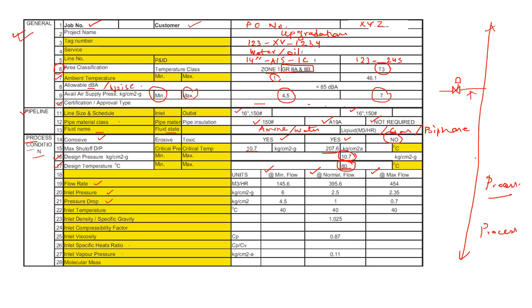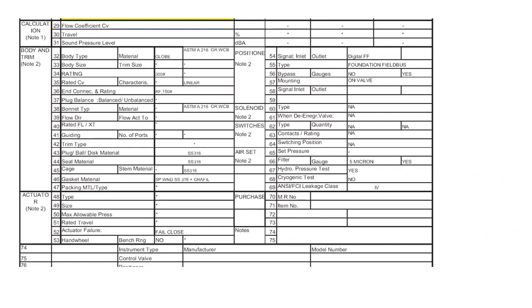But all this data, as you can see, is process related, and the process team provides this data to the instrumentation team. Now, the next part, which contains the calculation, the body and trim, and the actuator, is done by the instrumentation team. So here the flow coefficient CV can be something, suppose 150. Then what is the trouble you anticipate here?